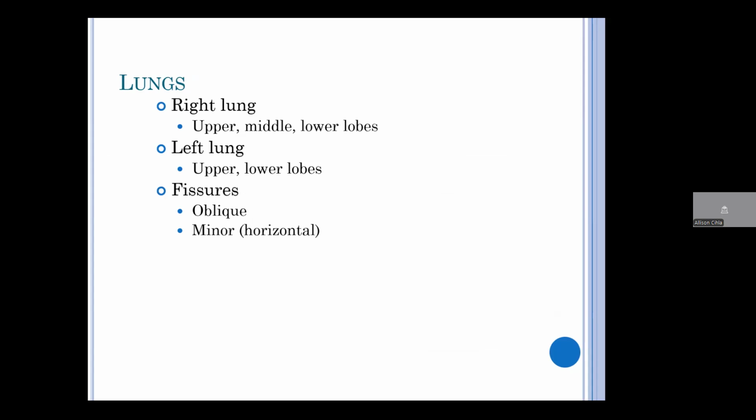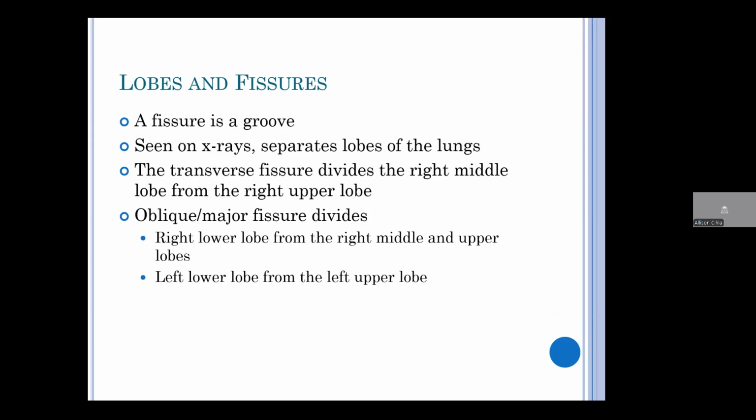Within the lungs, they will also describe the fissures, oblique and minor or horizontal fissures. These are the lines that are artificially made by where the lobes of the lung come together. So a fissure is a groove seen on x-rays that separates the lobes of the lung. The transverse fissure divides the right middle lobe from the right upper lobe. And then the oblique or major fissure divides the right lower lobe from the right upper and middle lobes, and the left lower lobe from the left upper lobe.